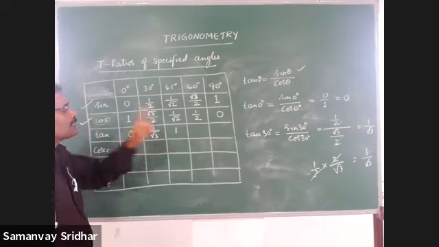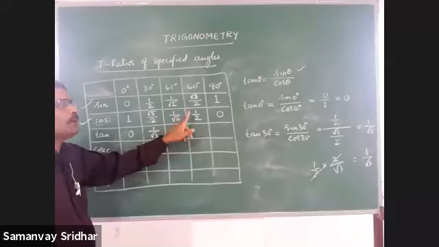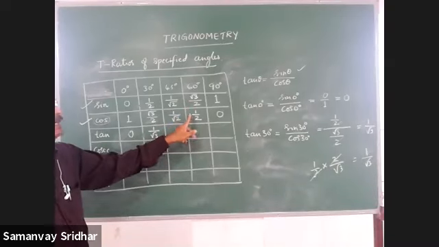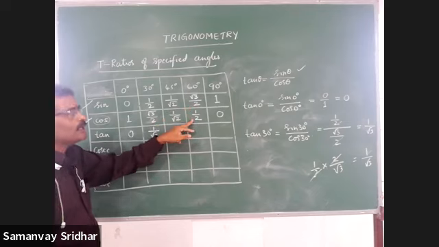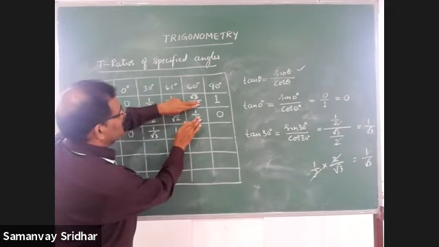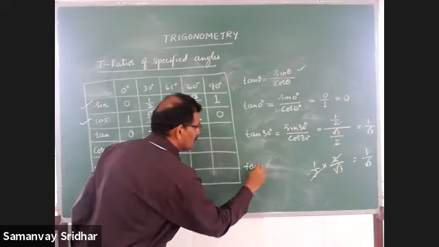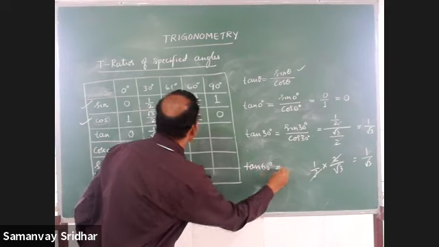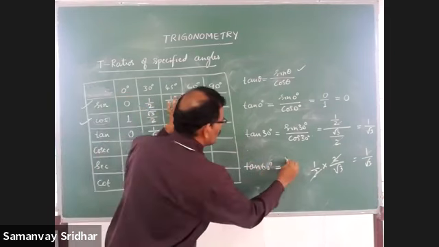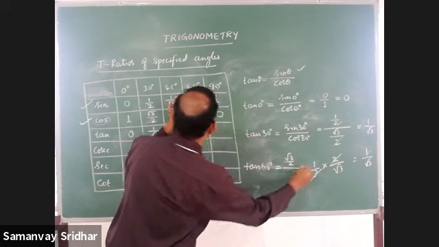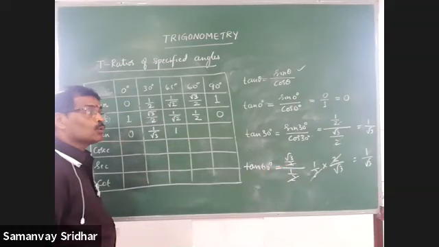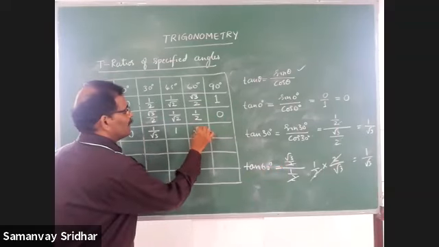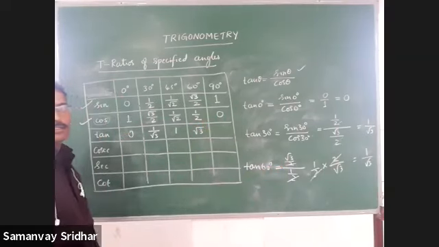Similarly, tan 60 is equal to sin 60 divided by cos 60. Am I right? Tan 60 is equal to sin 60 by cos 60. Sin 60 is root 3 by 2, divided by cos 60, which is 1 by 2. The 2 gets cancelled. What is remaining? Root 3 by 1. Anything by 1 we don't need to write, so it is root 3.